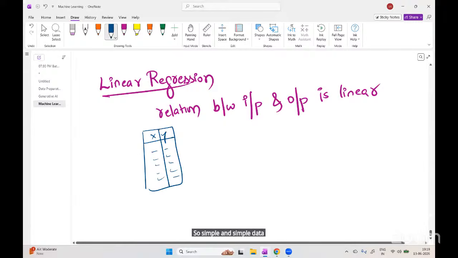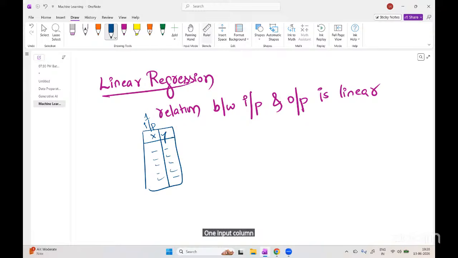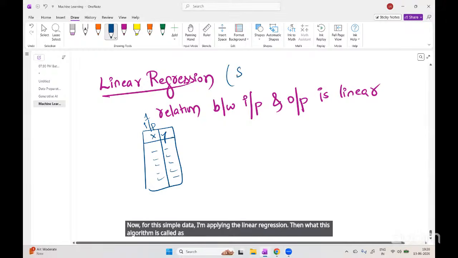Simple data means, why is it called simple? Because of 5 records? No, why is it simple? Because of one input variable. It is not based on the records, it's based on the columns. One input column is there, so that is the reason it is called simple. Now, for this simple data, I am applying linear regression. Then this algorithm is called simple linear regression.